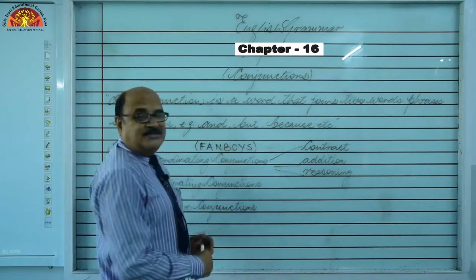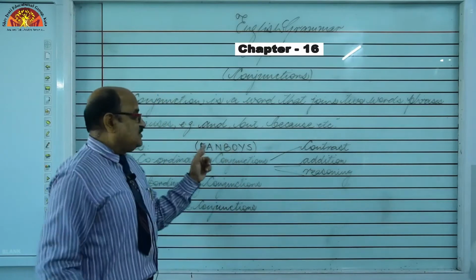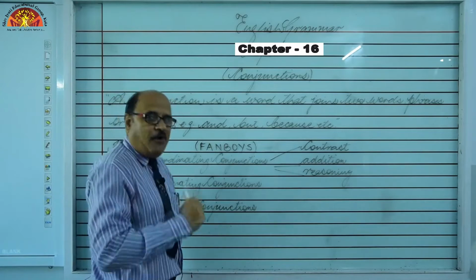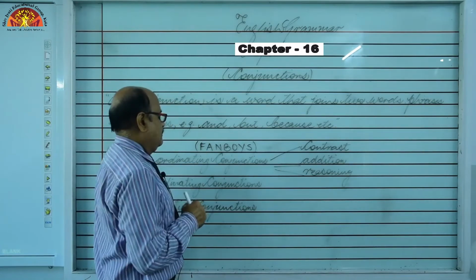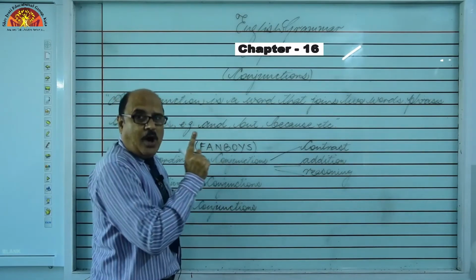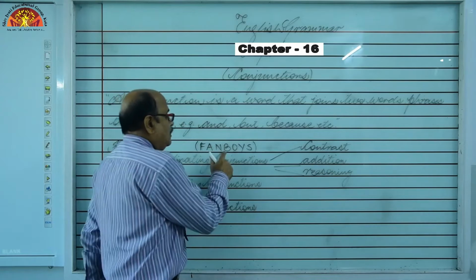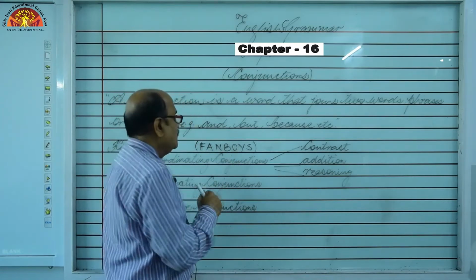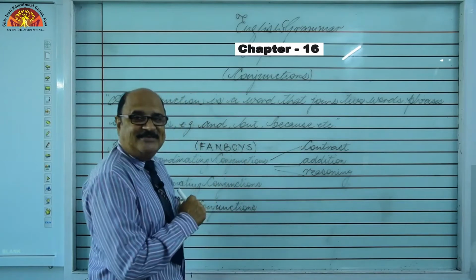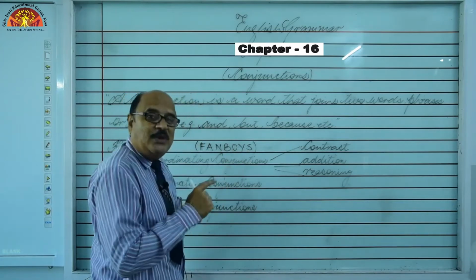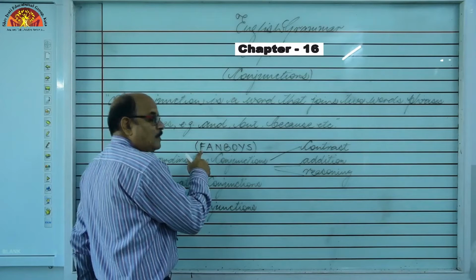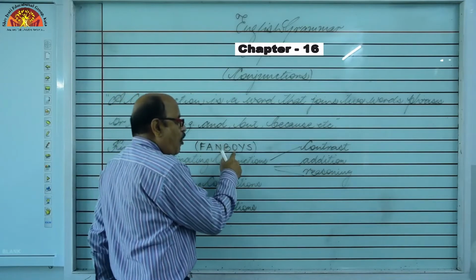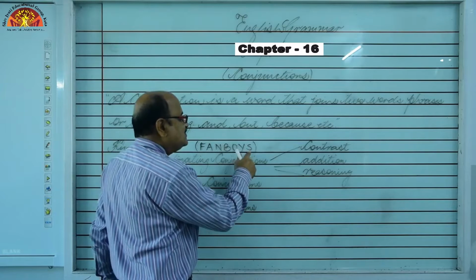So, this term fanboys stands for: F is for, A is and, N is nor, B is but, O is or, Y is yet, and S is so. Let me repeat: for, and, nor, but, or, yet, and so.